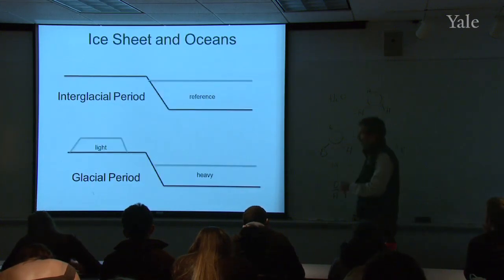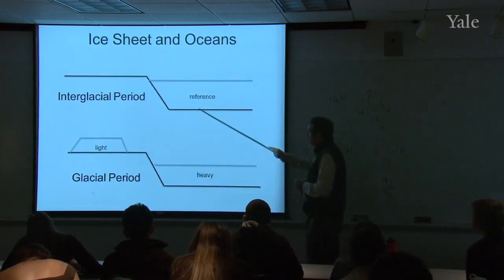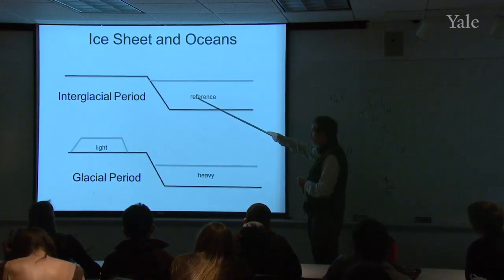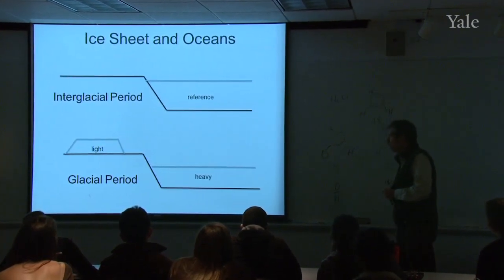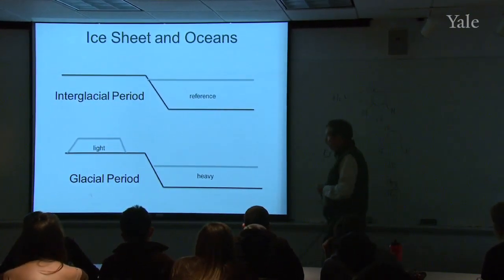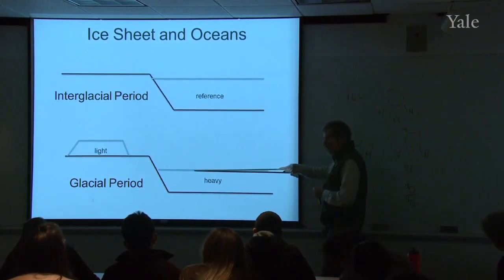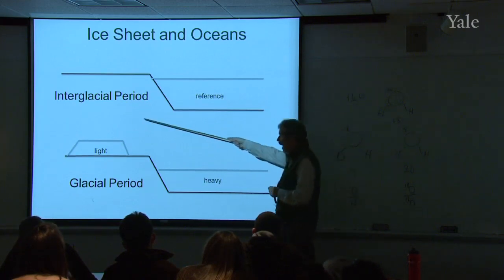So in a period like today, an interglacial period, the oceans are full of water. This is our reference state today, by the way, for O18. During a glacial period, you have lowered sea level by evaporating water from the ocean and not returning it.